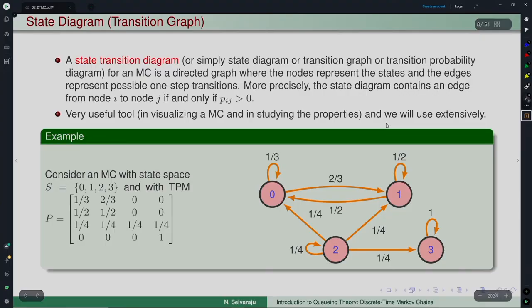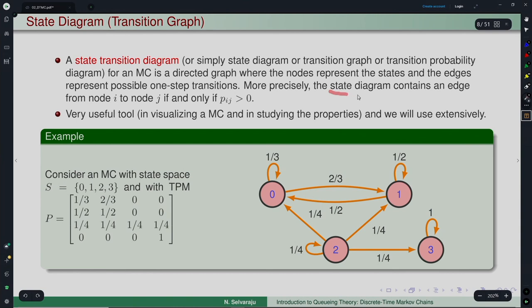Now, one useful tool which is used in Markov chain and Markov process or continuous time Markov chain theory is what we call a state diagram. A state transition diagram, or transition probability diagram, or simply a state diagram, or transition graph. What do we mean? For a Markov chain, this is a directed graph where the nodes represent the states and the edges, which are directed arcs, represent the possible one-step transitions.